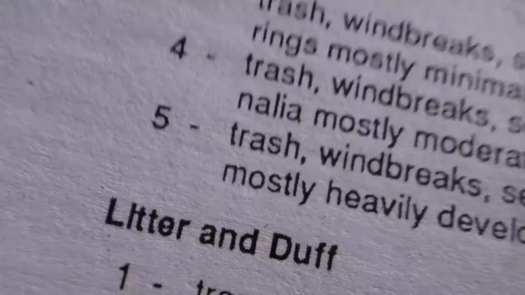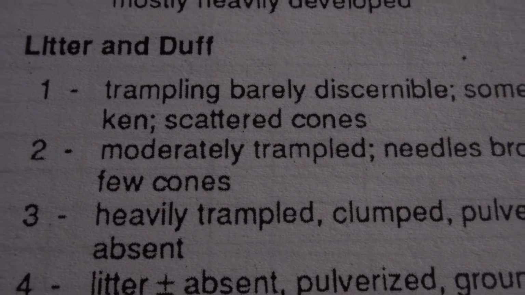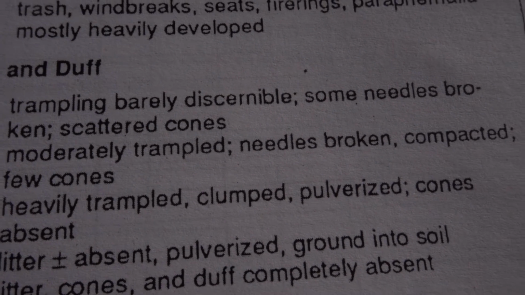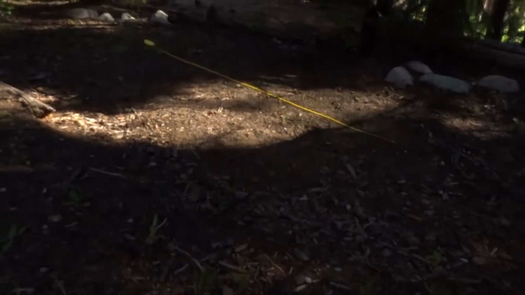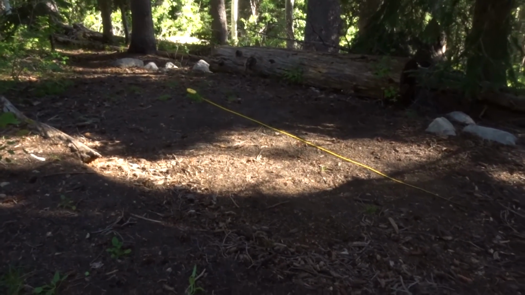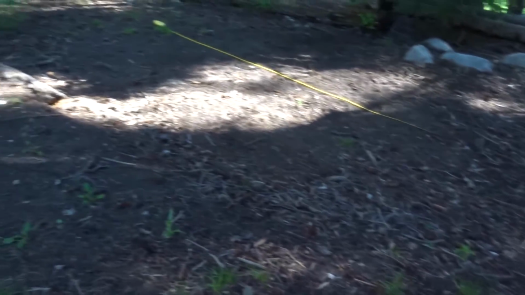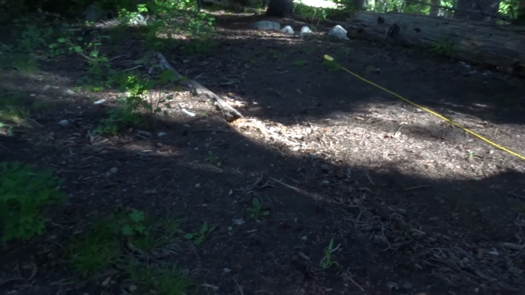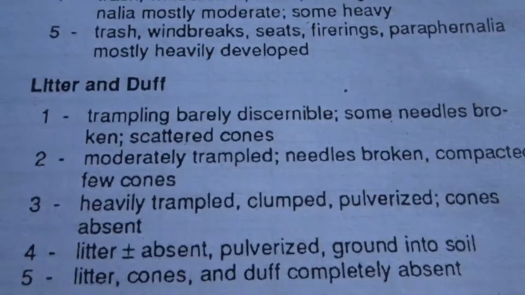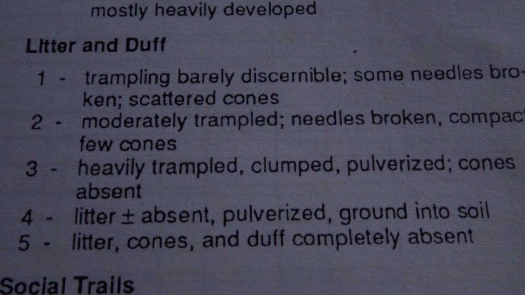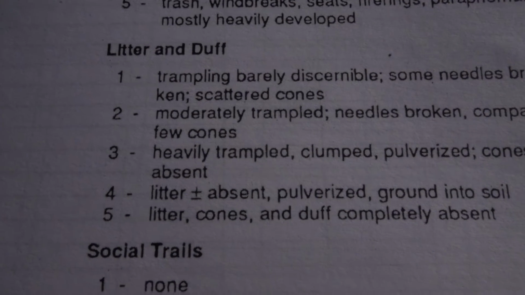So on our form, litter and duff, number 6 is next, so let's see what it says about those. Litter and duff: trampling barely discernible, some needles broken, scattered cones. And yeah, the cones are scattered away. They're mostly gone, at least here in the core. You do find them out here. The duff is trampled and scattered, and vegetation is missing in the core, and it's thin around that in the area that we measured. So instead, moderately trampled, needles broken, compacted, yes, they're in the center, and very few cones. So 2 fits pretty well.